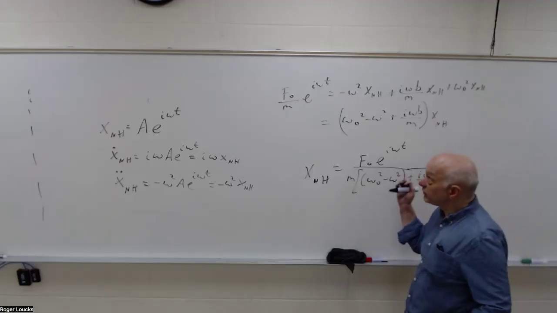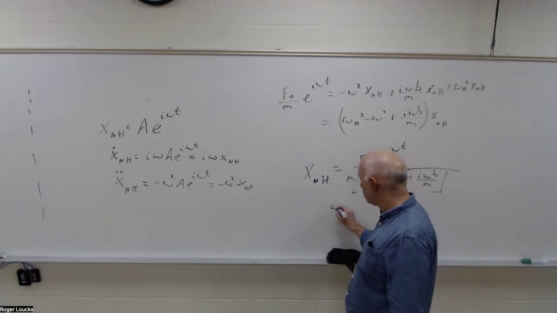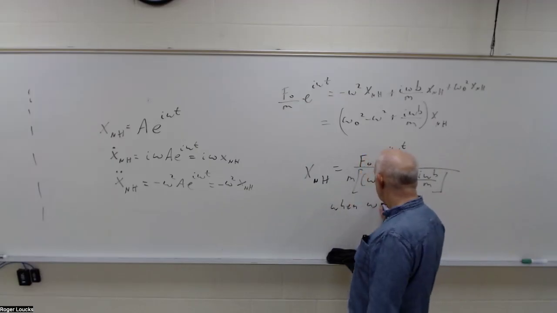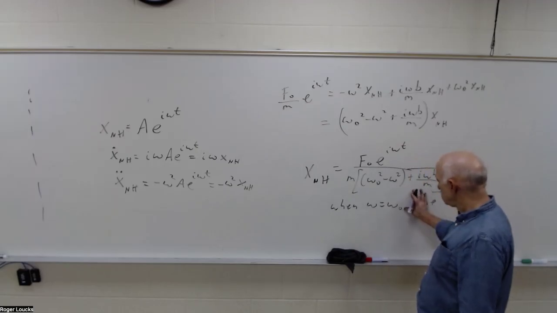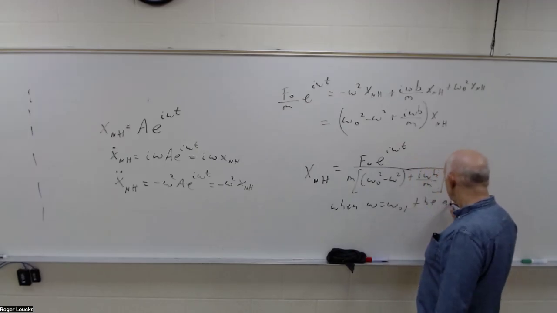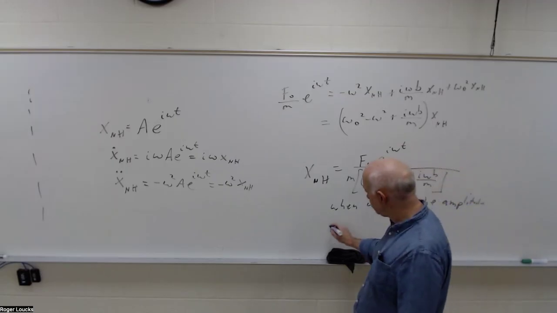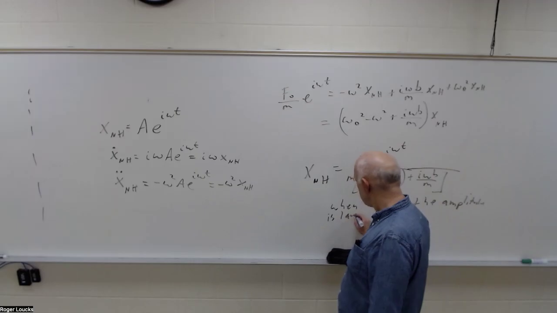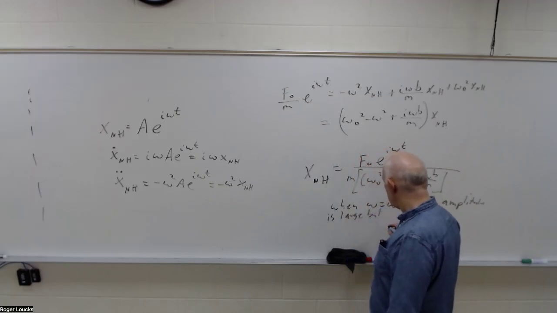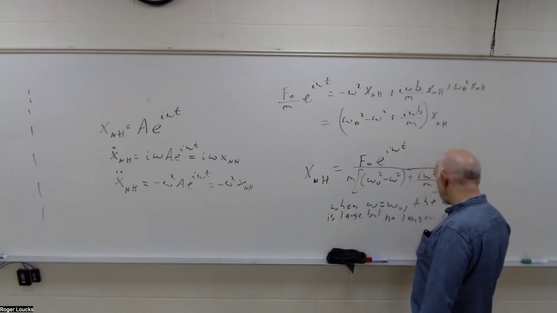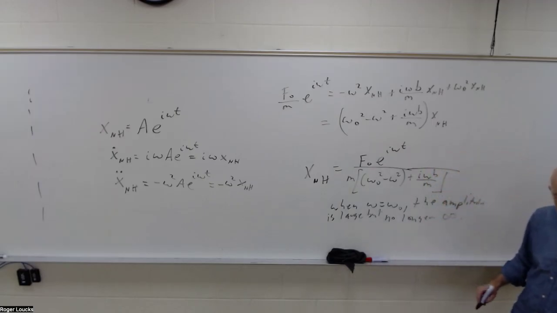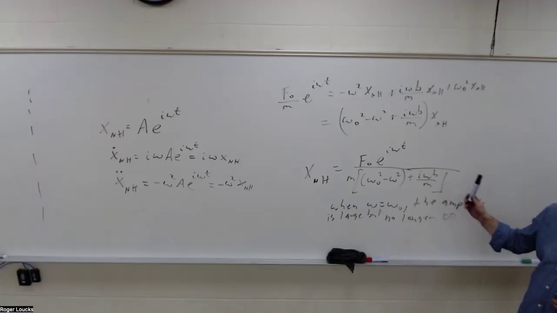Now, what we can say, to solve the problem here, is that when omega equals omega naught, the amplitude is large, but no longer infinite. So that's good. So let's tinker with this a little bit more.